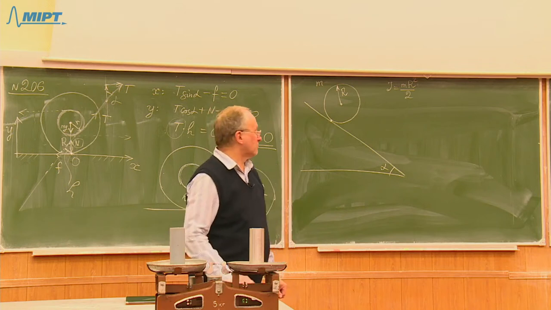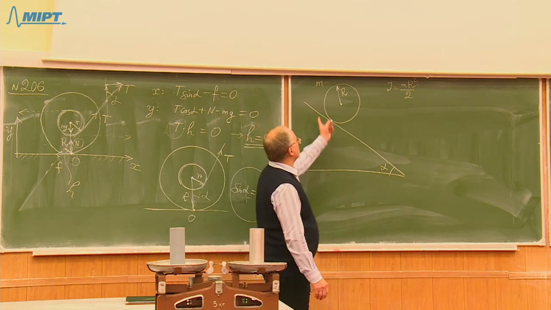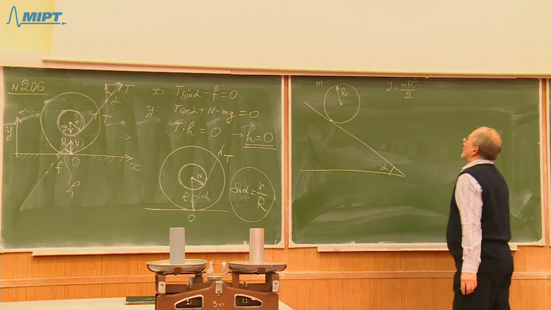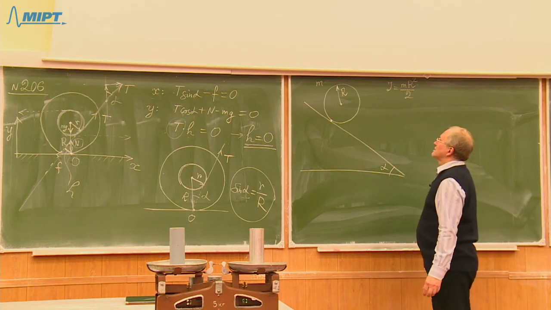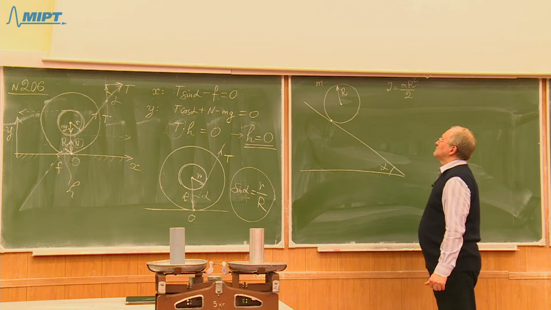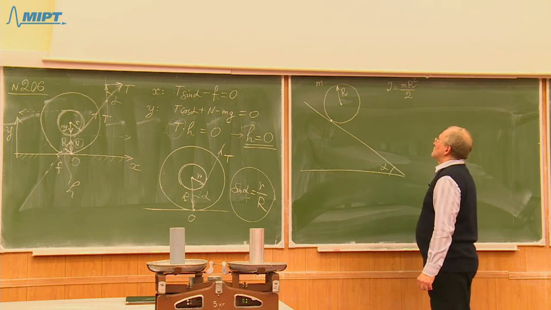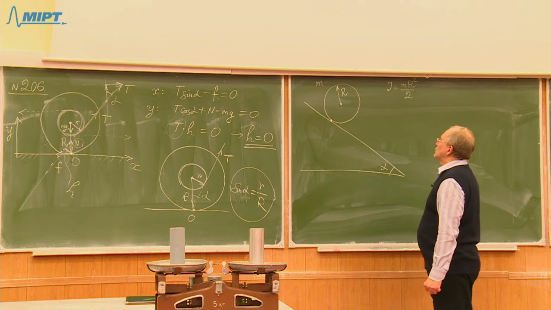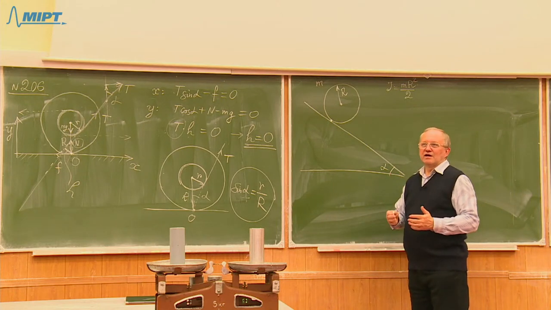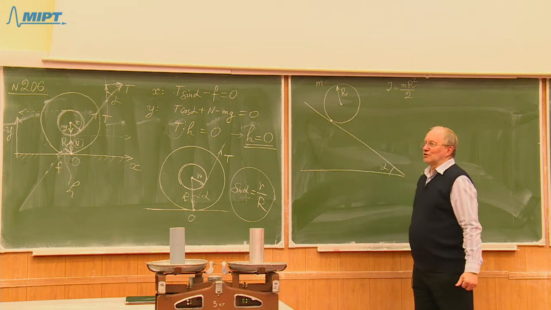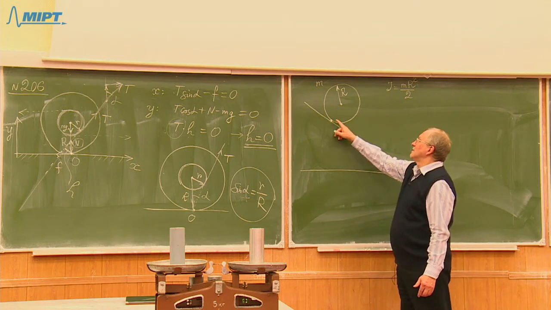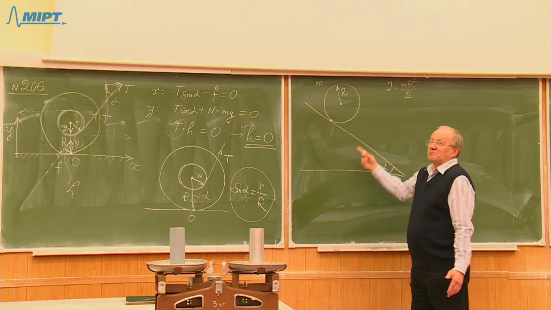So we continue our lecture and we consider this problem of a cylinder rolling down the slope without slipping. And I would like to consider this problem not from the point of view of forces and torques, but from the point of view of energy conservation. Because if there is no slipping, then there is no heating, and therefore there is no loss, no dissipation of mechanical energy.